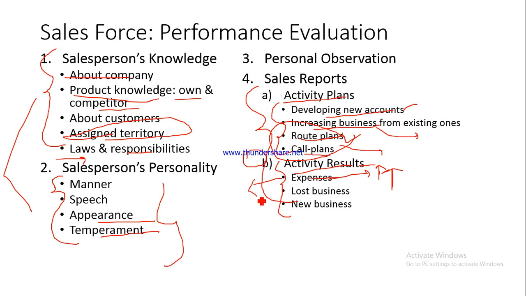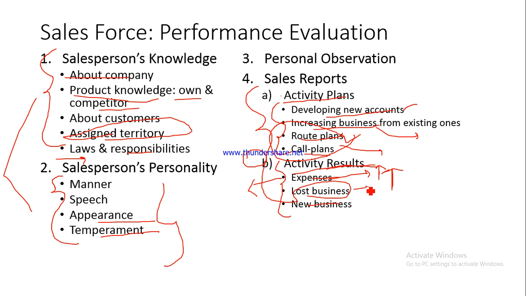Now this is an even better criteria than the activity plans, because activity plans were only plans, but results are basically obtained after implementation of those plans. So while plans were still in the realm of imagination, results are actually seen. Fine. So that is why activity results are a better method to assess the performance of the salesperson. So how much expenses have they incurred? How many businesses have they lost? Which means how many dissatisfied customers have stopped purchasing from them, and how many new customers have they acquired?